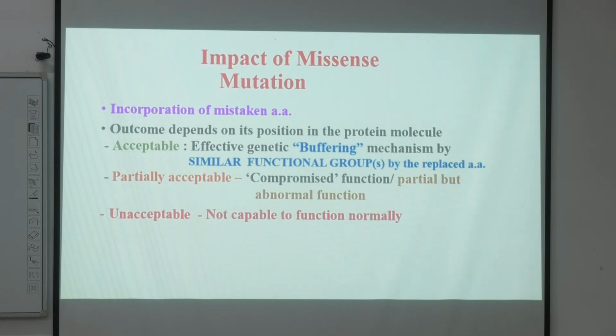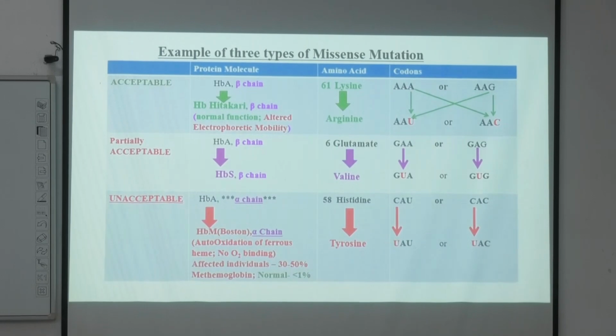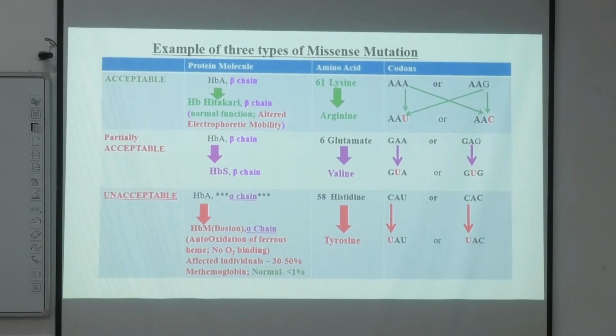And why acceptable? Because, as I said at the beginning, similar functional groups are protected. Partially acceptable means the groups combine functions. And unacceptable means it will not be able to perform the normal function. So now you see the three types of mutation: one is acceptable, one is partially acceptable, and another is not acceptable.